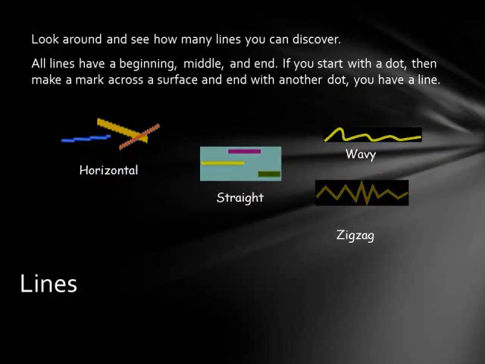Lines. Look around and see how many lines you can discover. All lines have a beginning, middle, and end. If you start with a dot, then make the dot across the surface and end with another dot, you have a line.